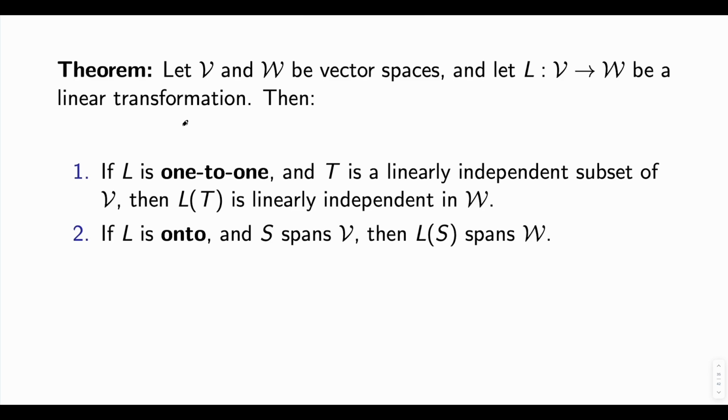Now we have also seen that V and W are vector spaces and L is a linear transformation. If L is 1 to 1 and T is a linearly independent subset of V, then L of T is a linearly independent subset of W. That is also a very important result. And if L is onto and S spans V, then L of S spans W, right?